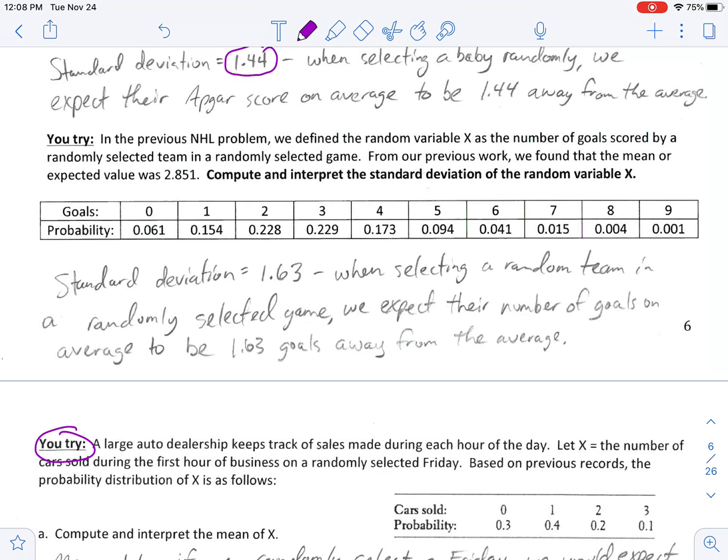So here we go. A large auto dealership keeps track of sales made during each hour of the day. X, random variable. We always define that. We always say what the thing is that we're discussing here. The random variable is X, which is the number of cars sold during the first hour of business on a randomly selected Friday. Okay, holy cow, that's a lot to unpack. Randomly selected Friday. They've selected Friday. How many cars were sold in the first hour? So they show up on Friday. How many cars were sold this first hour? The answer is a numeric value, discrete, because it could be 0, 1, 2, or in this case 3.